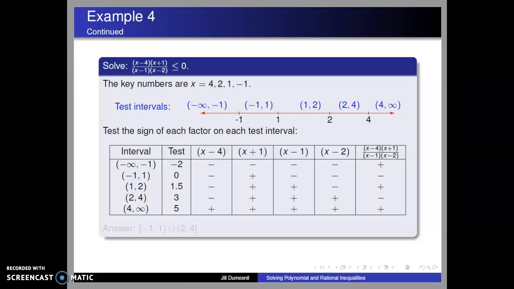We can again compute the sign of the final expression by counting the number of negative factors in each row or on each interval. We choose the interval on which the expression is negative and include the endpoints where the expression is 0. We won't include the endpoints where the expression is undefined because those points are not in the solution set.